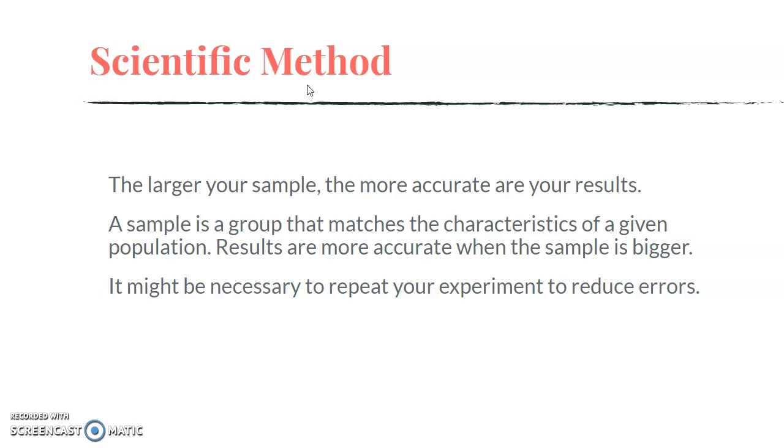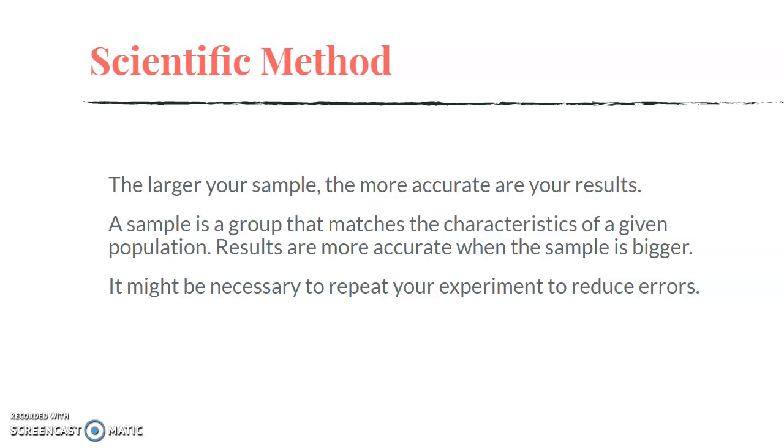Now, something that we need to know about experiments is that the larger our sample is, the more accurate our results are. That is to make sure that we didn't get a particular result that we desired out of luck or by chance. So to avoid that, it's better to have a larger sample, and better to repeat the experiment multiple times to reduce other errors that we might not have seen. A sample is nothing but a group that matches the characteristics of a given population.